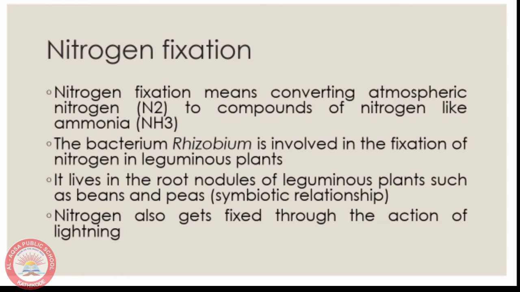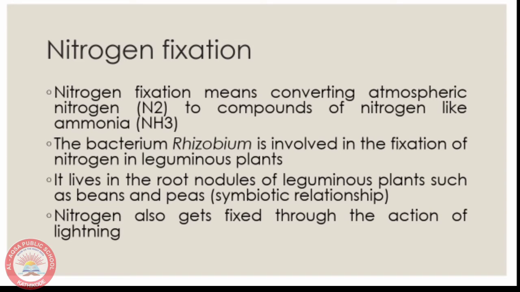Nitrogen fixation means converting atmospheric nitrogen, that is the gaseous form of nitrogen, N2, to compounds of nitrogen like ammonia, which is NH3. There are different ways by which nitrogen can be fixed. One is by the bacterium called Rhizobium, which you have already learned in the previous year. Rhizobium is present in the roots of leguminous plants. It lives in the root nodules of leguminous plants such as beans and peas. You have studied about symbiotic relationship. The relationship between Rhizobium and leguminous plant is an example of symbiotic relationship.